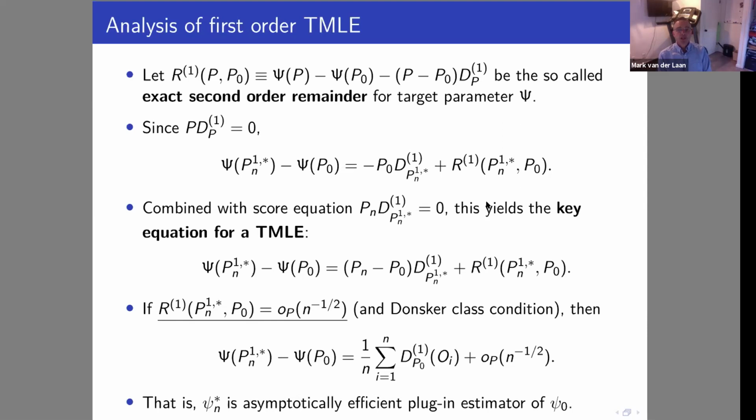And so this remainder tells us in particular that I can apply it now to P being the TMLE. So I get now that psi of Pn1 star minus psi P0 equals minus P0 applied to the canonical gradient at the TMLE plus this exact remainder, where I use that the canonical gradient has mean 0 under P. And then we combine that with the score equation, because the empirical mean of the canonical gradient equals 0 because of being a TMLE.